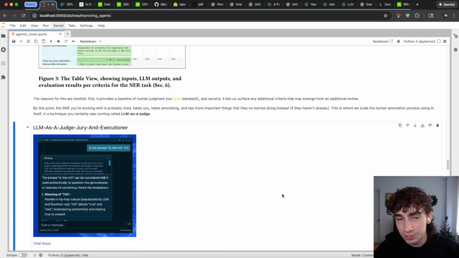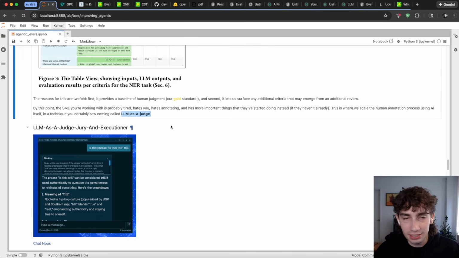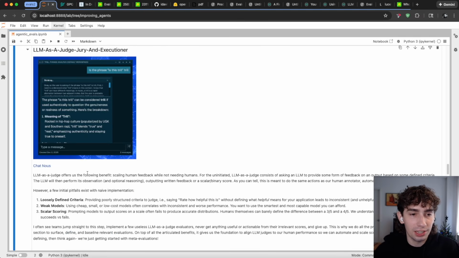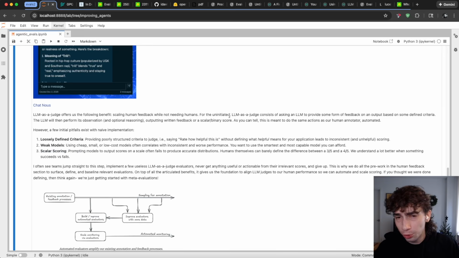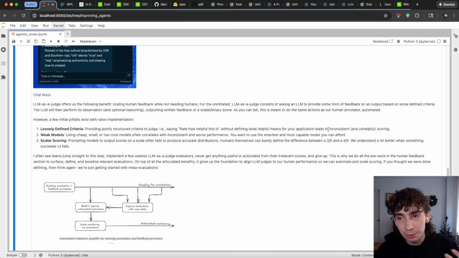And this is where we switch gears and employ a technique called LLM-As-A-Judge. LLM-As-A-Judge in this case offers us the following benefit. We can scale human or human-like feedback while not needing humans. More formally, LLM-As-A-Judge essentially consists of asking a language model, or prompting it, to provide some form of feedback on an output based on some defined criteria. The language model will then perform an observation with optional reasoning, output written feedback, or a scalar or binary score.